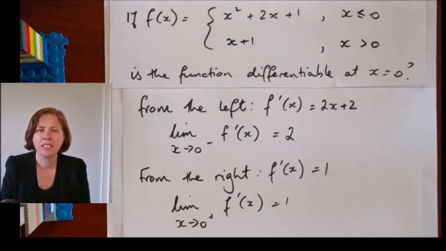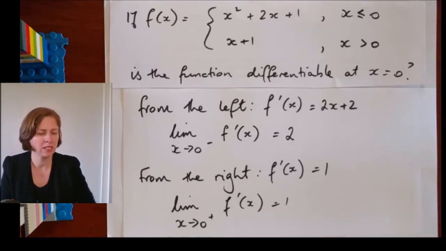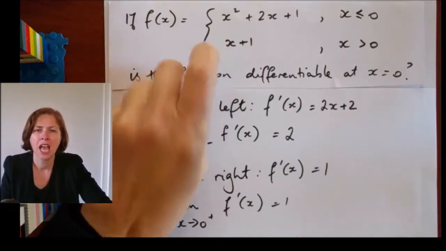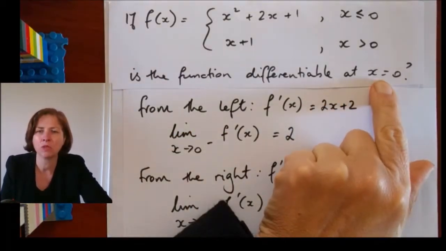So my first example is if f of x equals x squared plus 2x plus 1 for x less than or equal to 0, and f of x equals x plus 1 when x is greater than 0. Now this is a piecewise function made up of a quadratic function and a linear function. And my question is, is the function differentiable at x equals 0?